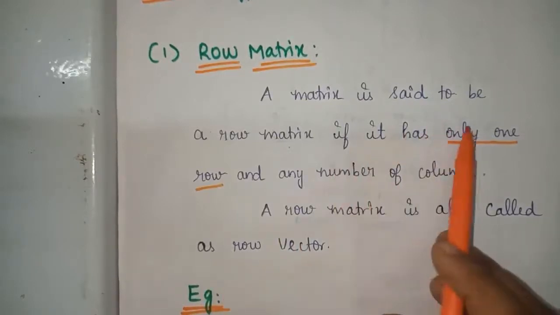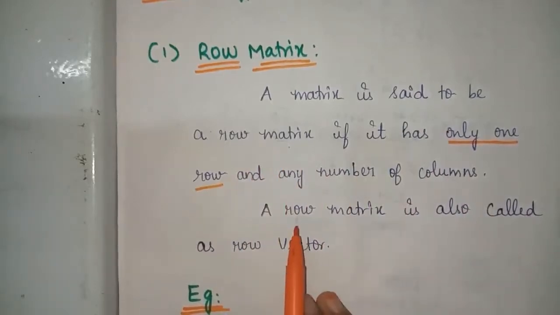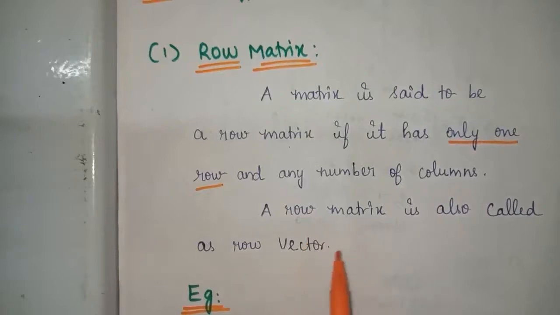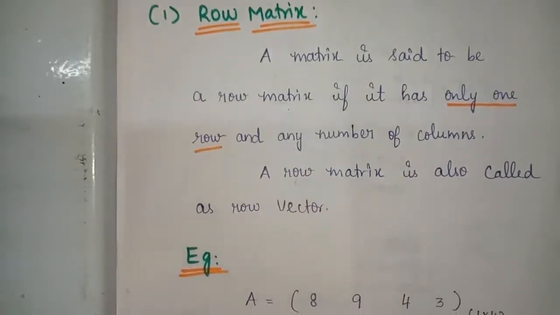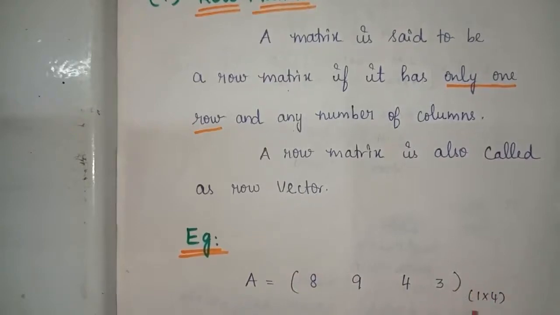So a matrix is said to be a row matrix if it has only one row, or otherwise it is also called a row vector. A row matrix is nothing but a row vector. For example, A is equal to 8, 9, 4, 3. So in this matrix we see only one row. So 1 into column 1, 2, 3, 4. So 4 columns are there, only one row is present.